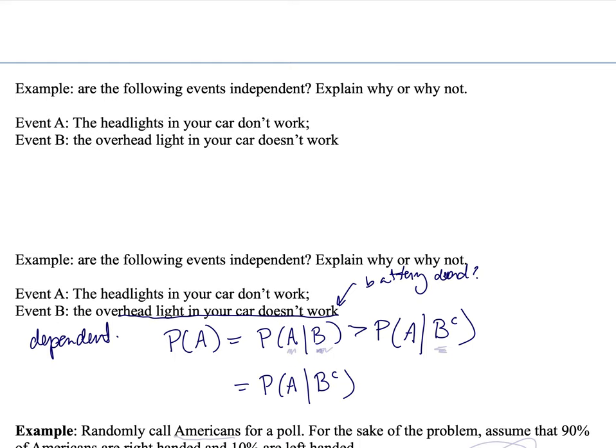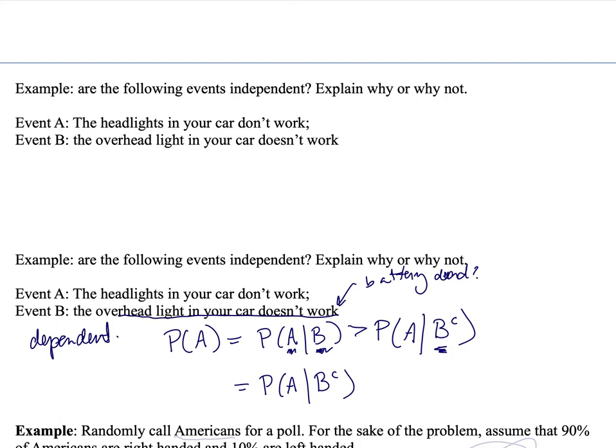So purely from a probability standpoint, if I'm given the knowledge that the overhead light in the car doesn't work, what is the probability then that the headlights also will not work? Well, if I already know something does not work in the car, that makes it more likely that something else will not work in the car too. So these are dependent events, because the extra knowledge of event B tells me something about the likelihood of event A.